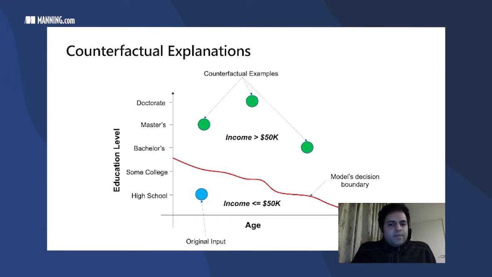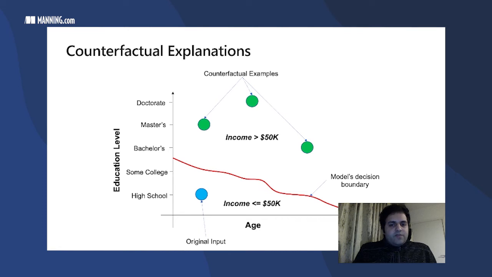So let's look at a contrived example here, where you have the education level that goes from, say, high school all the way up to doctorate, and the age here of the user. And say this is what the model actually predicted for that user, that the income was less than 50K. But the user actually cares about this outcome. Why didn't the model predict this outcome for that user? And in this case, the idea is to come up with counterfactual examples that would actually influence the prediction of the model.